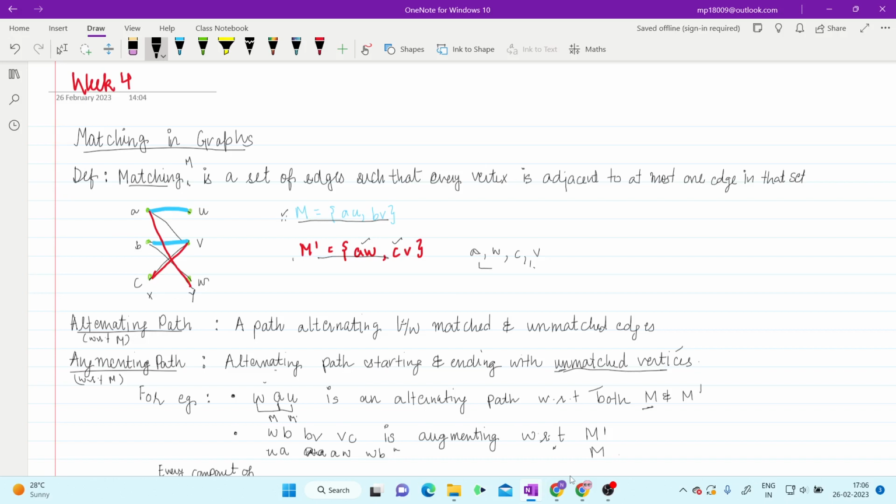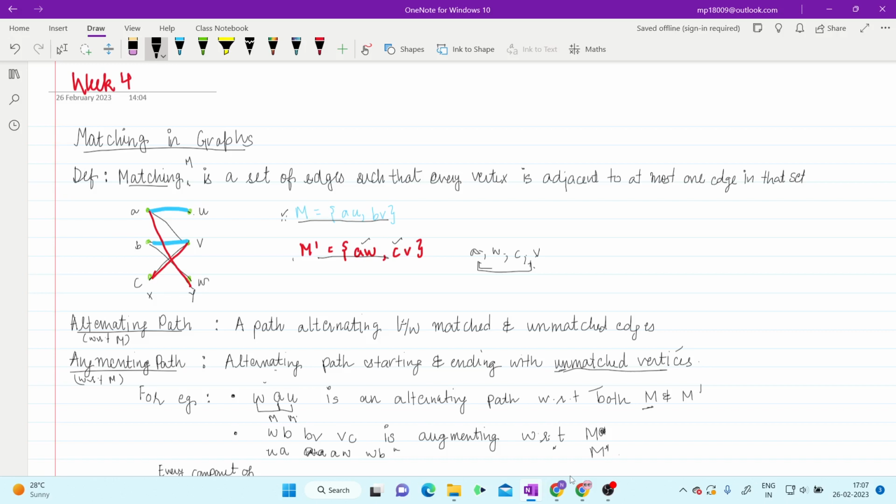Okay, so this is an augmenting path with respect to M, the first one. If we want to construct an augmenting path with respect to M prime, these are the matched vertices: A, W, C, V. So we have to start with a vertex which is not matched. What are the leftover vertices? Either we start from B or we start from U. So let's start from U.